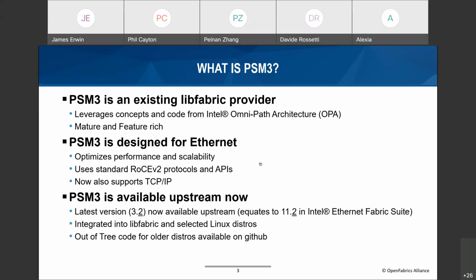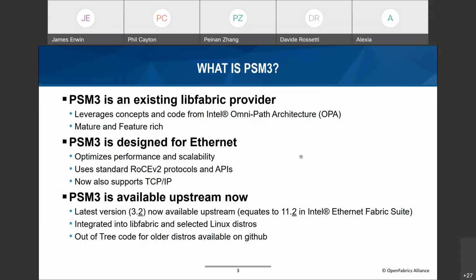So PSM3 is an existing libfabric provider. It leverages concepts and code from the OmniPath architecture, largely known as PSM version 2. Therefore, it's mature and feature-rich. It's really stood the test of time with performance analysis and tuning, as well as bug fixes and robustness.